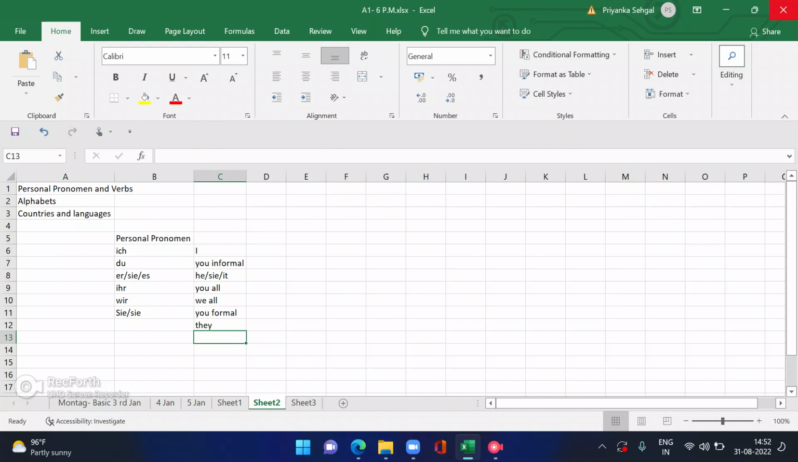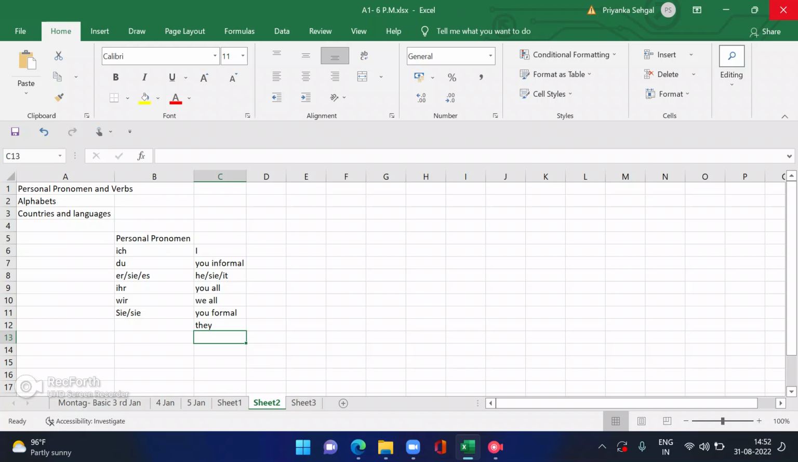I will repeat one more time. Ich, I, du, you informal, er, sie, es, he, she, it, ihr, you all, wir, we all, Sie, you formal. This big Sie is you formal. And remember, when we are talking directly, then only we use this you formal. We cannot use it for the third person. For example, we both are talking, I cannot talk about Shah Rukh Khan ji. No. So when two persons are talking to each other, then only we use this big Sie.